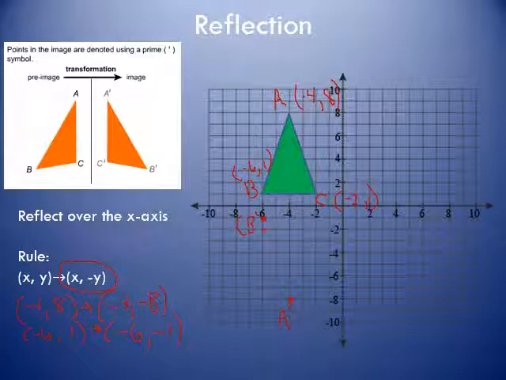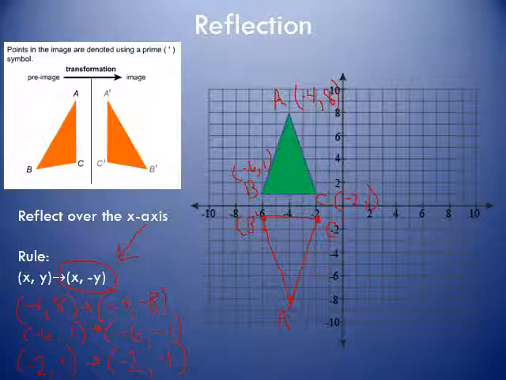And then our C was -2, 1. So again, our x value stays the same, and our y value changes signs. So our new C, or our C prime, would be at -2, -1, which is right there. And I'm going to label that C prime. And then I'm going to go ahead and connect those dots. And here I have the same triangle. It's just flipped over the x-axis. Again, this rule right here, the rule for how to reflect over the x-axis, is very important.